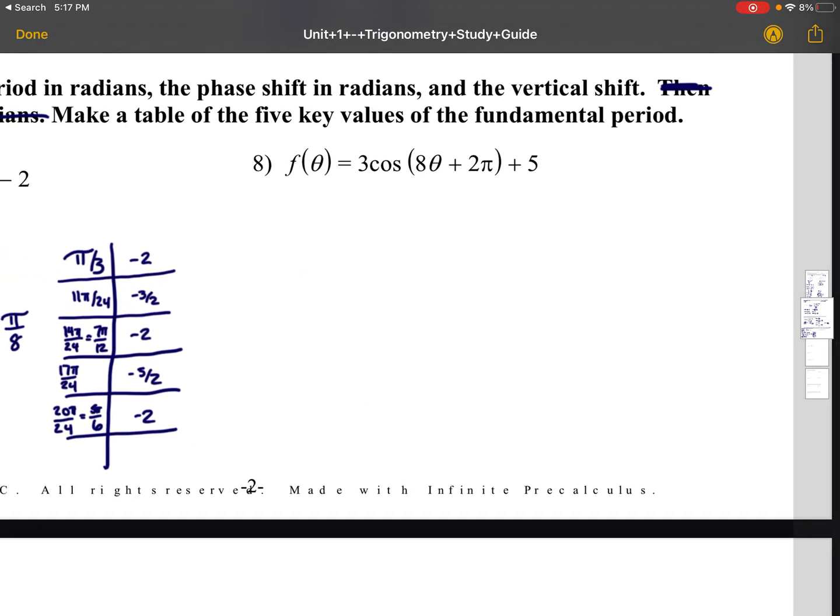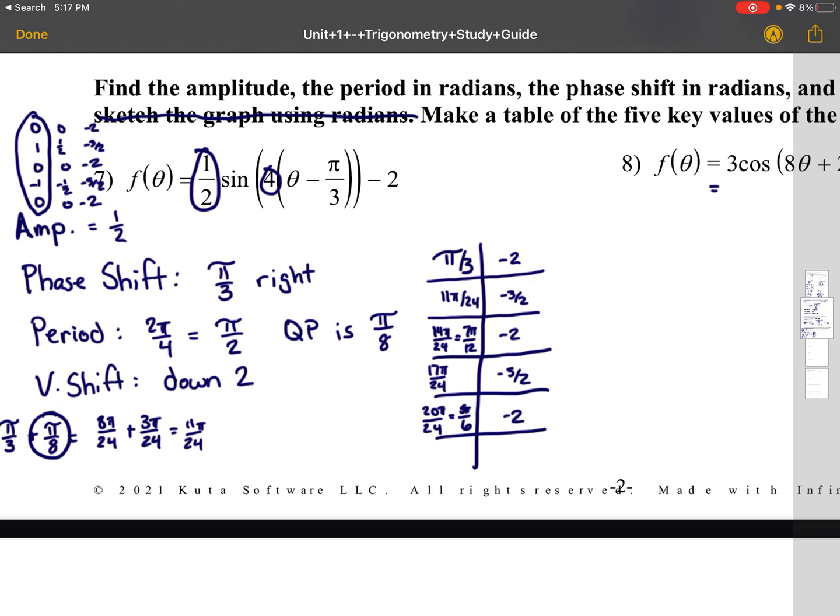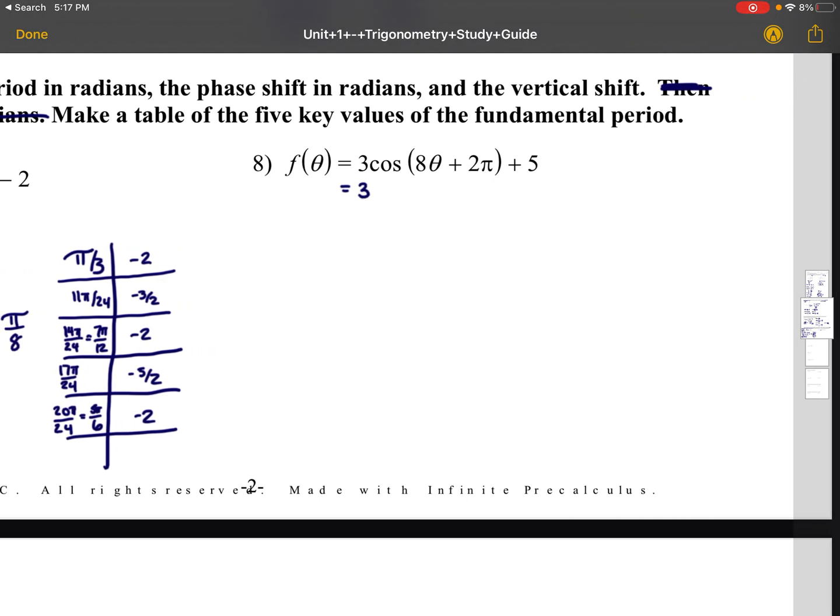For the next one, we have 3 cosine of 8 theta plus 2 pi. So the first thing we want is to get this in the form that looks like the sine, where we take this number out on the inside. So we get 3 cosine, and we can factor out an 8, and that's going to leave you with theta plus pi divided by 4. If we were to redistribute the 8, we would get 8 theta plus 2 pi. It's the same thing. So now our amplitude is equal to 3.